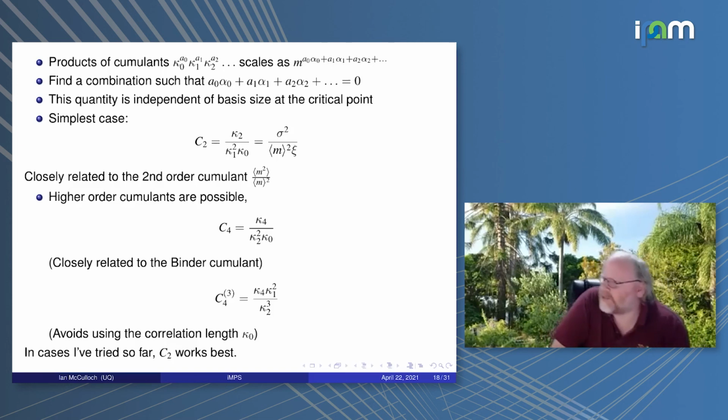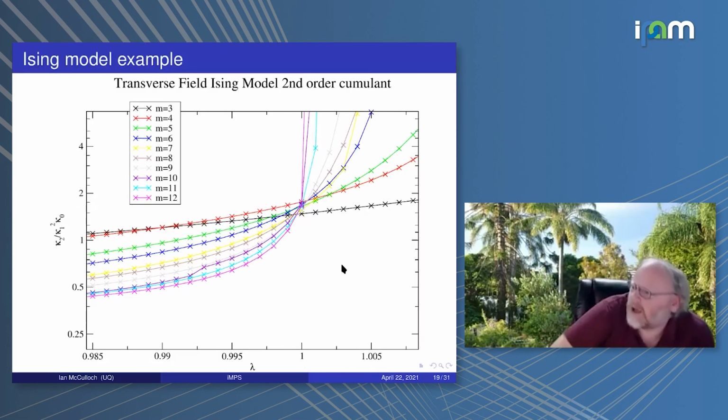It's also possible to calculate higher order cumulants, closely related to the Binder cumulant. I also looked at this one, which I think is the lowest order cumulant that doesn't include the correlation length itself. Since we're running out of time, I have more or less shown the main results here.